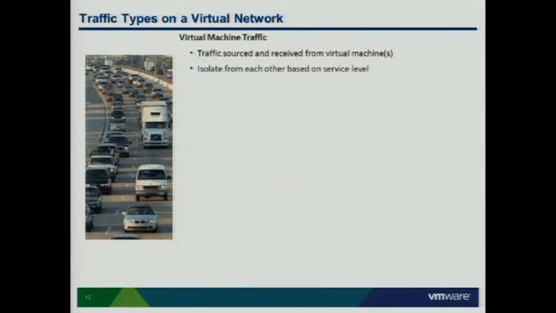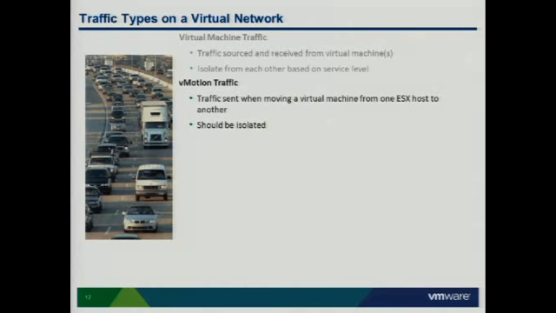And so we have our starting point with the configuration that we obtained from the network admin. We want to take a look at what traffic types we have on the virtual network. We'll start off with virtual machine traffic. That's the traffic sourced and received from virtual machines, and we'll probably have to isolate those based off of a particular service level. And then we have vMotion traffic. That's the traffic sent when moving a virtual machine from one ESX host to another, and that should be isolated. It's a required 1 gigabit connection and isolated from the other traffic types.